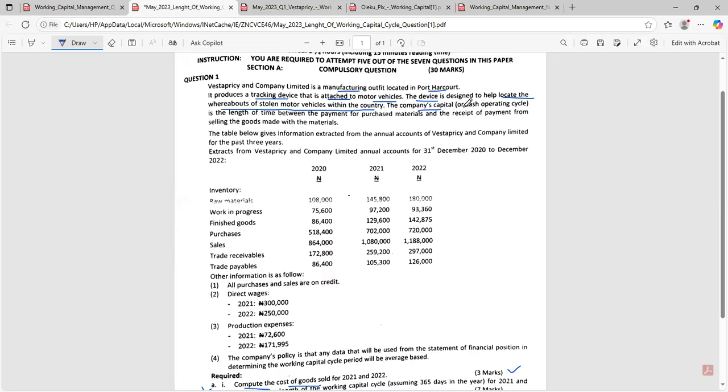Now, the company's capital or cash operating cycle is the length of time between the payment for purchased materials and the receipt of payment from selling the goods made with the materials. That is just the definition of the working capital cycle anywhere. That's why they said the company's capital or cash operating cycle. So they're trying to define it for you. They said it is the length of time between the payment for purchased material and the receipt of payment from selling the goods made with the materials.